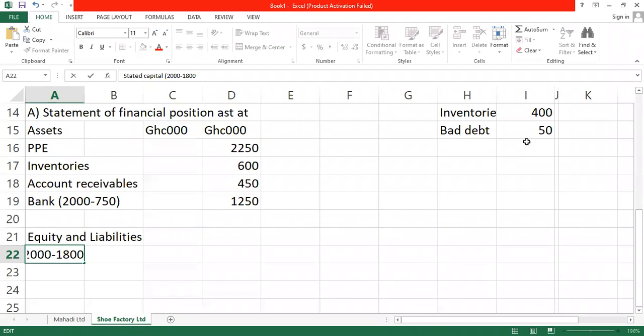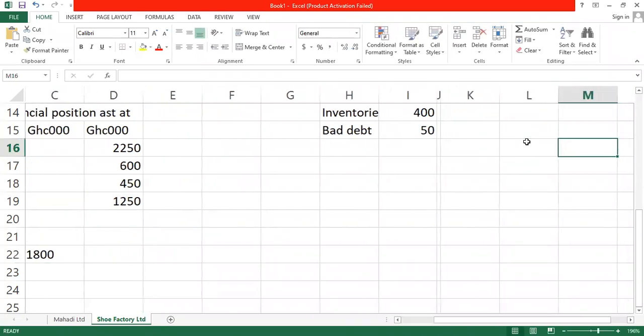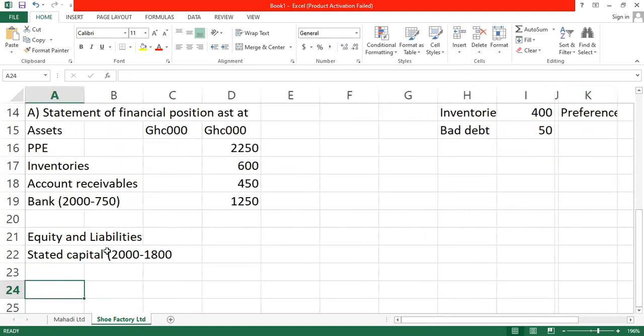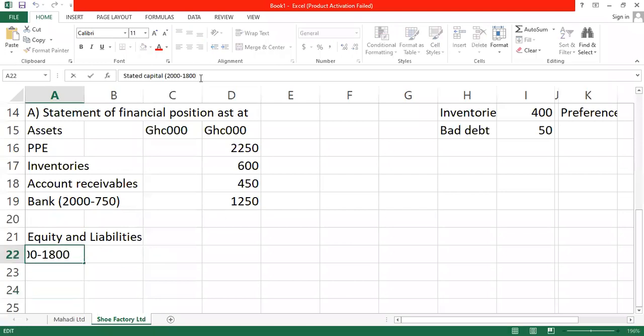So you come here, we have preference shares. Preference shares to be 600. So what will happen? Our equity shares will increase by what? 150, isn't it? Because they are converting their preference shares to equity shares. So we now have 150 as an increment to our equity shares. Let's move on. The next one is what?